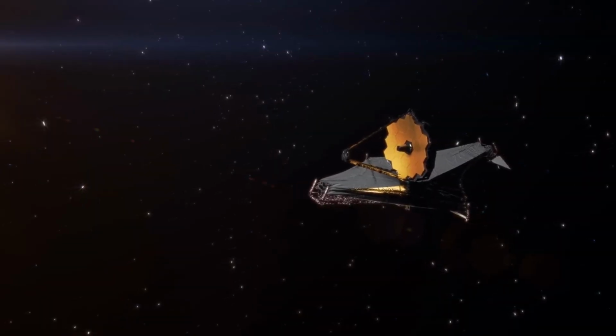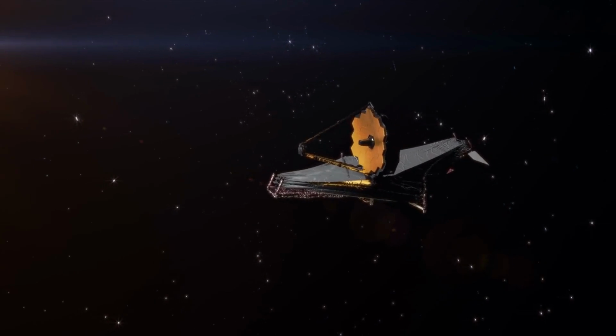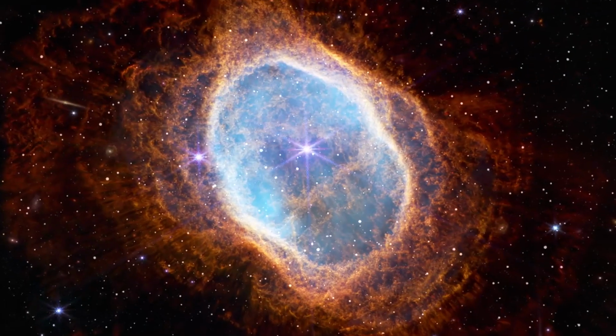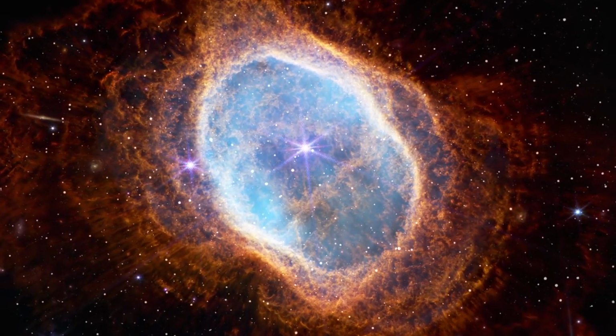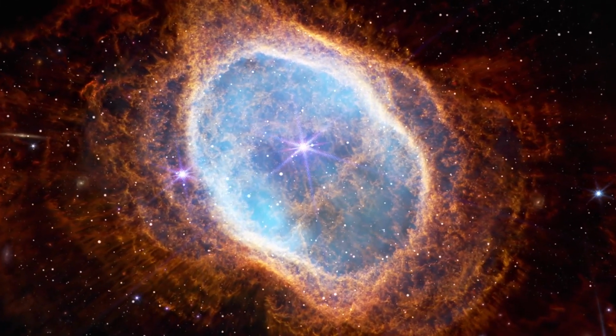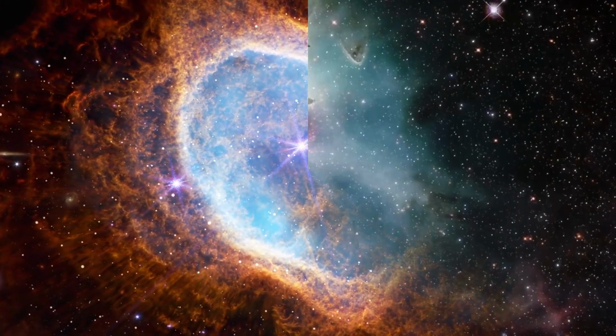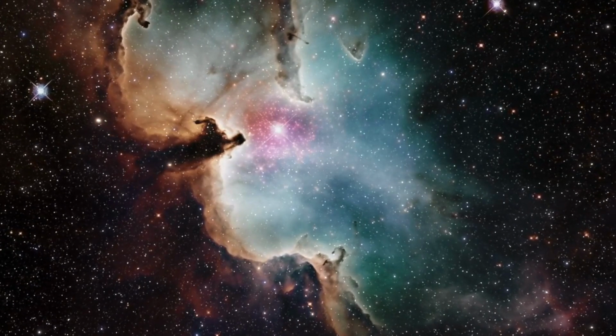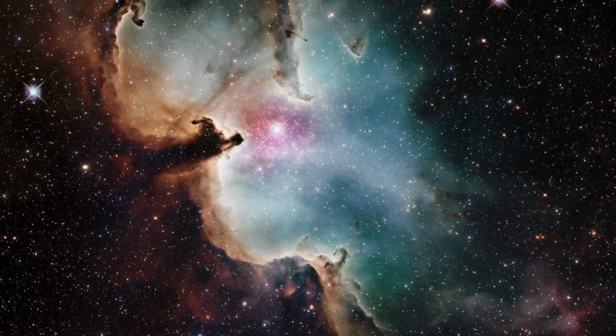Today, we're diving into the revolutionary findings of the James Webb Space Telescope. From its breathtaking images of distant galaxies to its mind-boggling discoveries that challenge everything we thought we knew about the cosmos, the JWST is reshaping our understanding of the universe in ways we never imagined.